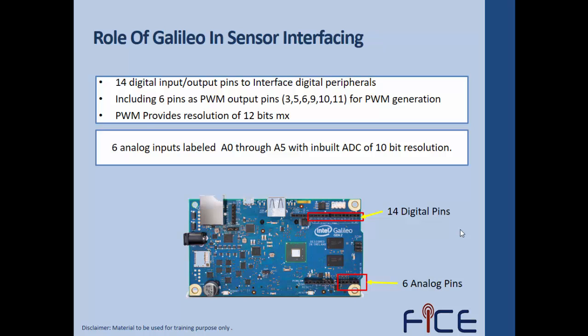Next, we will discuss the role of Galileo in sensor interfacing. If we talk about analog and digital pins, there are 14 digital pins, and out of these 14 digital pins, there are 6 PWM pins, and also we have 6 analog pins. By default, these analog pins are input pins, and we cannot write on analog pins because we cannot generate a signal on the analog pins. They are unidirectional pins.